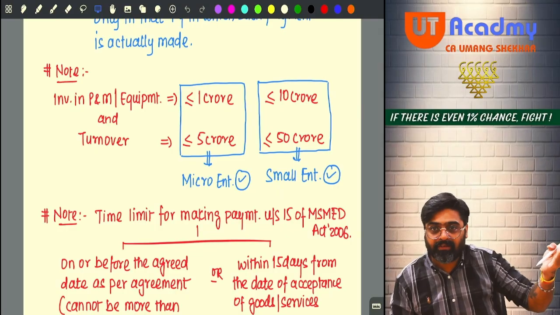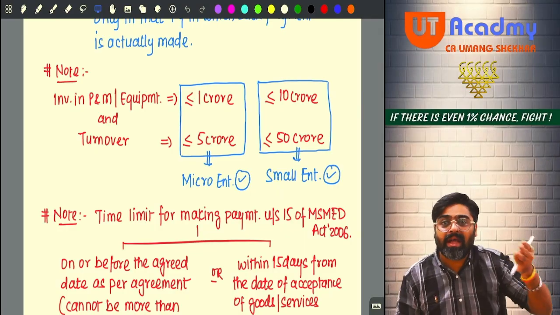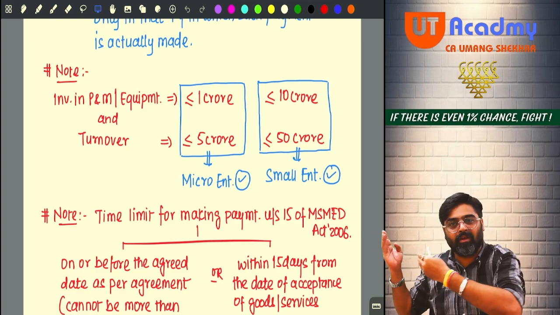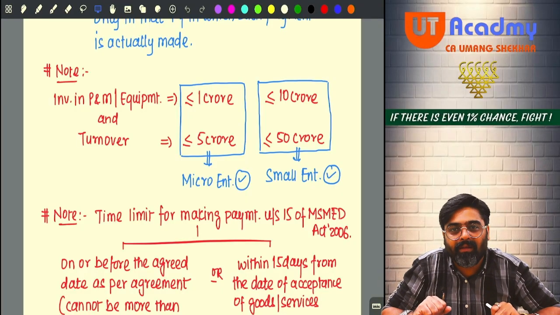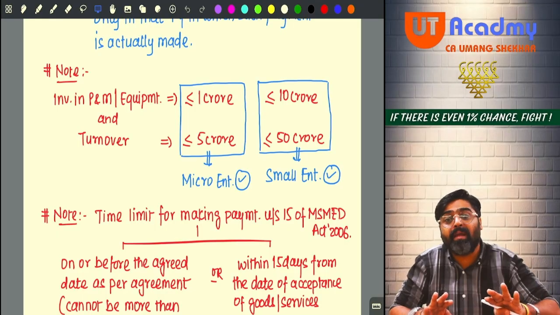The MSMED law says that they should be paid within a certain period of time. Even if they are not paid as per the requirement of the MSMED Act, the Income Tax Act still gives the deduction for these expenses. Getting my point? So the entire purpose of making this MSMED law becomes defeated.